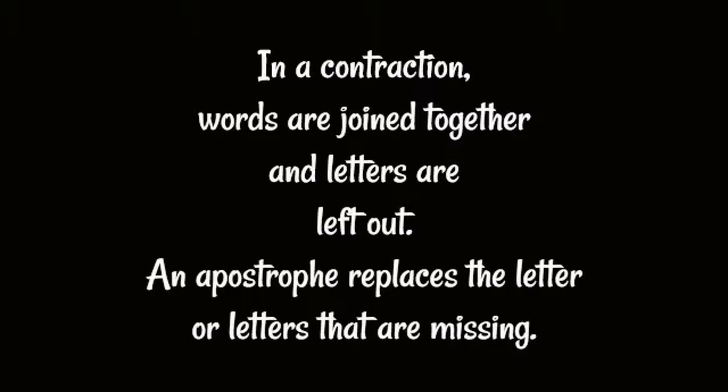In a contraction, words are joined together and letters are left out. Once again, because we, as speakers and writers of the English language, tend to get a little lazy. So sometimes we like to save time and space, put a couple of words together, leave some letters out. If we do that, we have to use an apostrophe. That apostrophe replaces the letter or letters that are missing. You have to use the apostrophe. And you can't do it with any words.